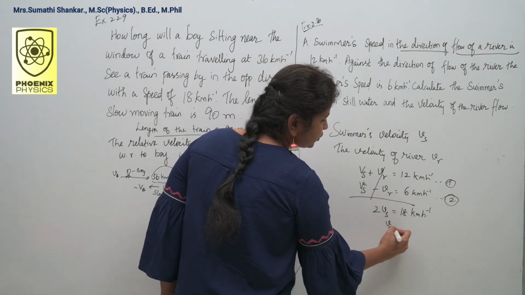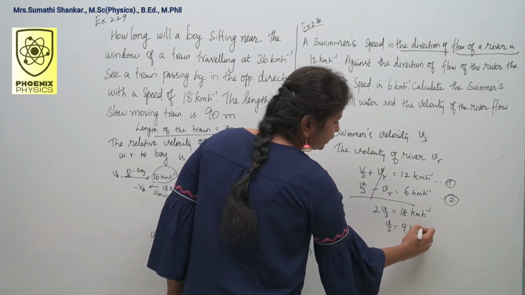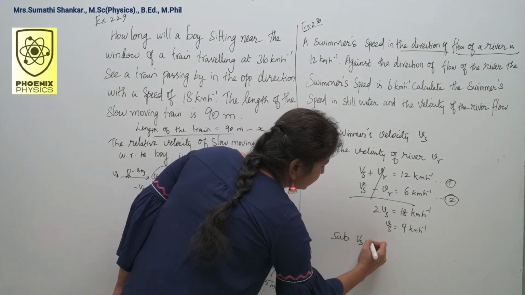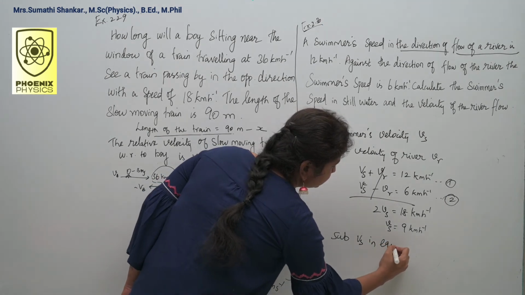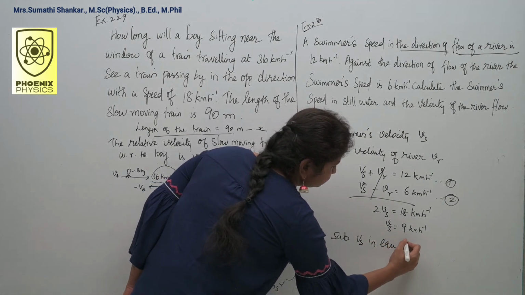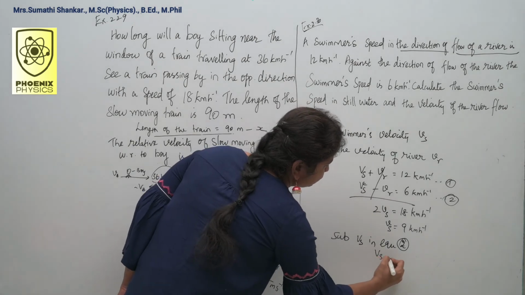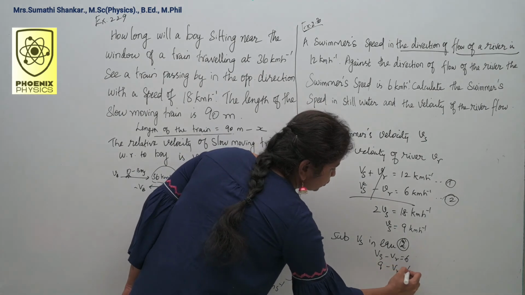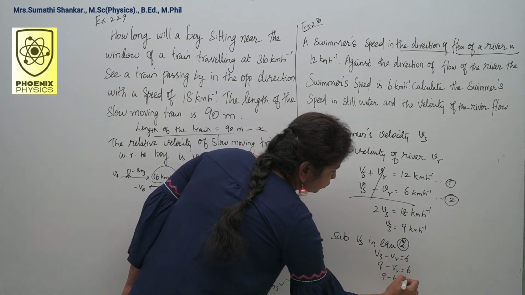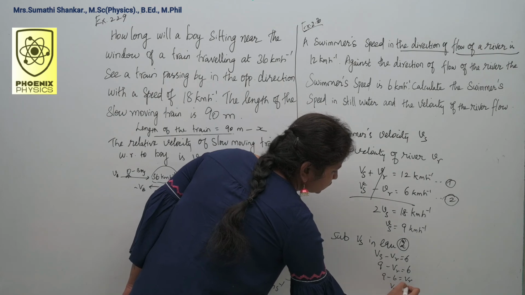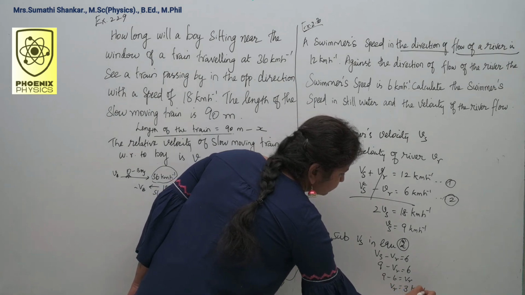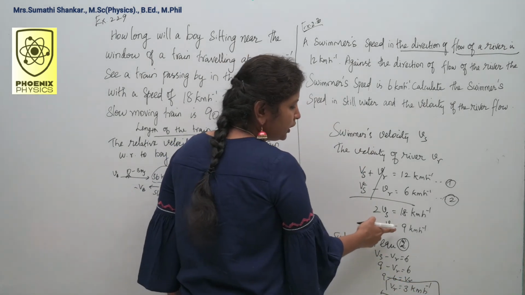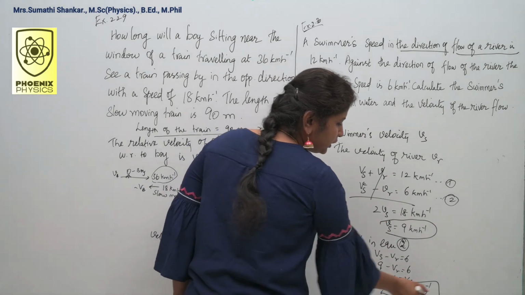So what is our Vs? Vs is equal to 9 km per hour. Substitute Vs in equation 2. So Vs minus Vr is equal to 6. So Vs is 9 minus Vr is equal to 6. 9 minus 6 equal to Vr. So Vr is equal to 3 km per hour. We found out the swimmer's velocity and the river velocity.